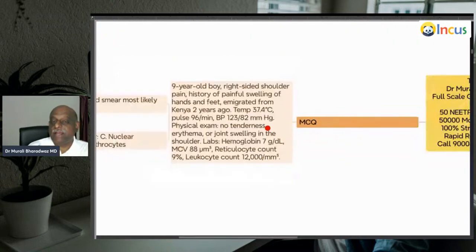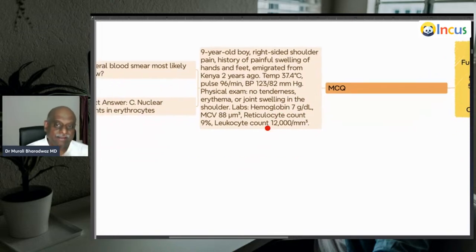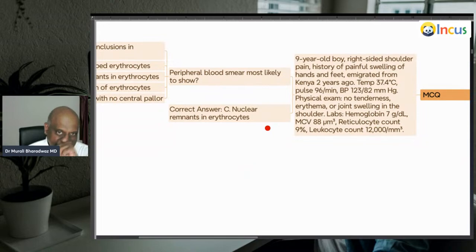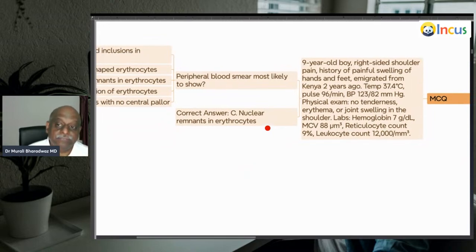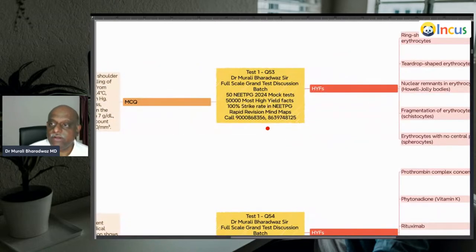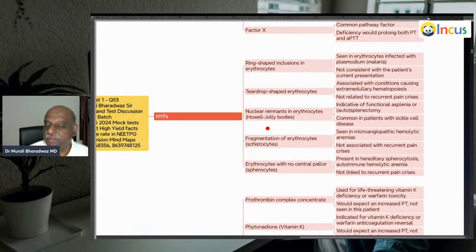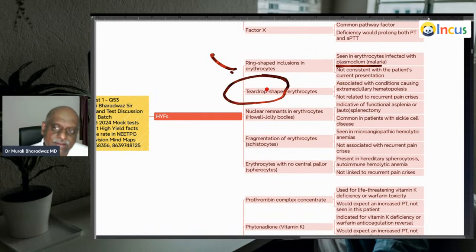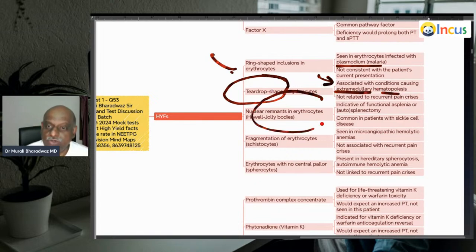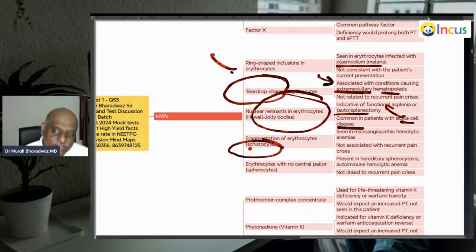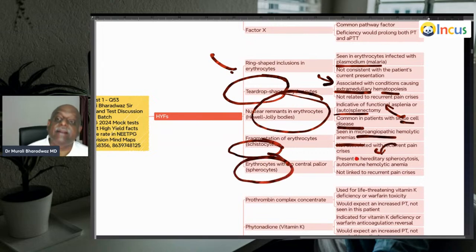9-year-old boy, right-sided shoulder pain, history of painful swelling. Hemoglobin 7, retic count 9%. Then leukocyte count is 12,000. So what is your answer, doctor? You need to know the different abnormal types of cells. Ring-shaped inclusions are seen in malaria. Teardrop cells are seen in myelofibrosis, whenever the extramedullary hematopoiesis in the spleen is happening. Howell-Jolly bodies are seen typically whenever there is autosplenectomy in sickle cell patient. Schistocytes are a feature of microangiopathic hemolytic anemia. Spherocytes are a feature of hereditary spherocytosis.